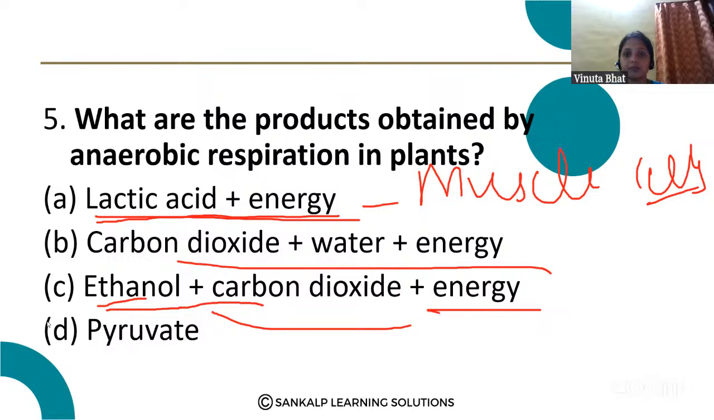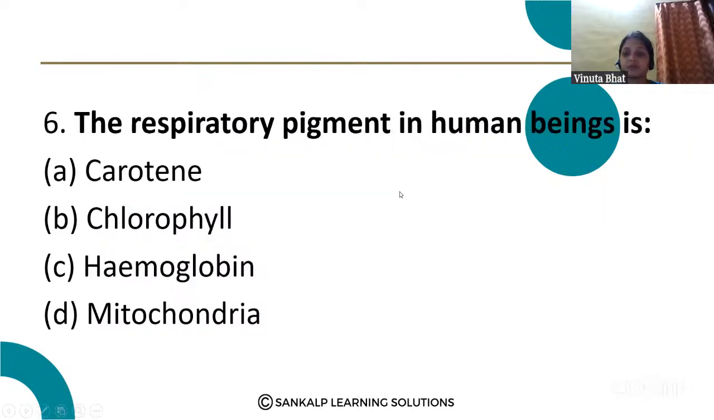Next question. The respiratory pigment in human beings is carotene, chlorophyll, hemoglobin, mitochondria. So which one of the following is the respiratory pigment in human beings? Carotene is not present in human beings, and it is not called a respiratory pigment. Then chlorophyll, which absorbs sunlight, is present in plants.